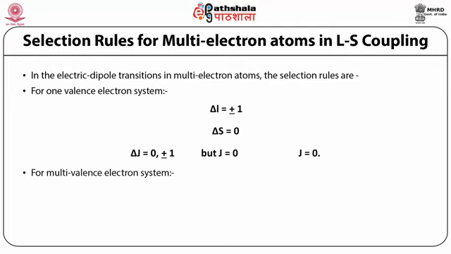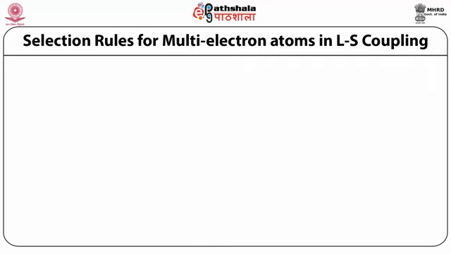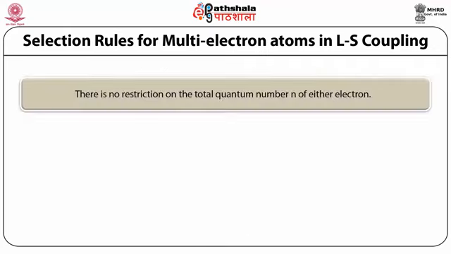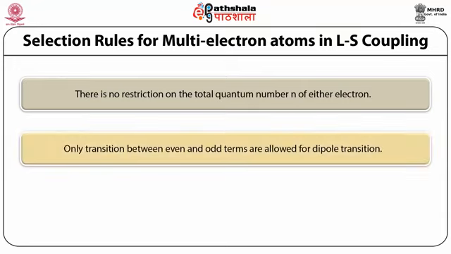For multi-valence electron system, delta L is equal to 0 and plus minus 1 and delta S is equal to 0. Delta J is equal to 0 plus minus 1, but J is equal to 0. There is no restriction on the total quantum number n of either electron. Only transition between even and odd terms are allowed for dipole transition.